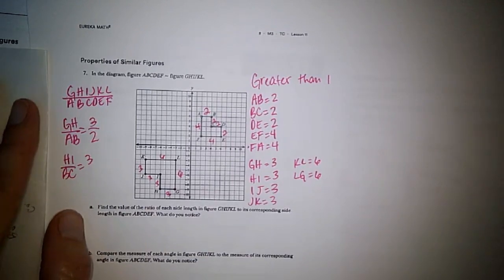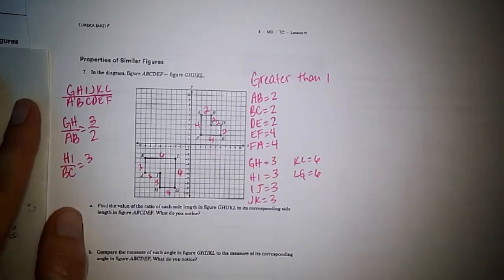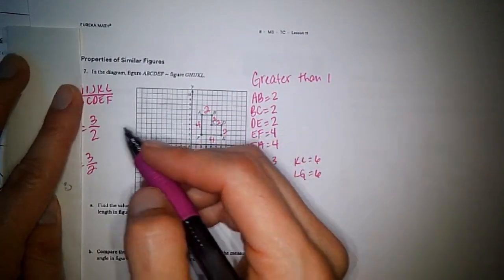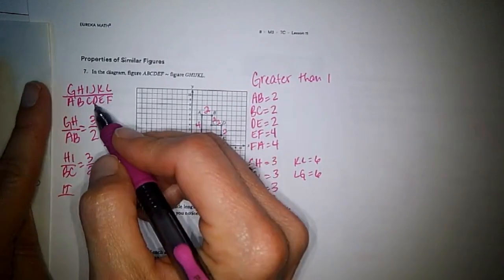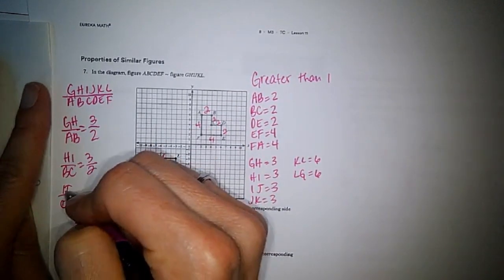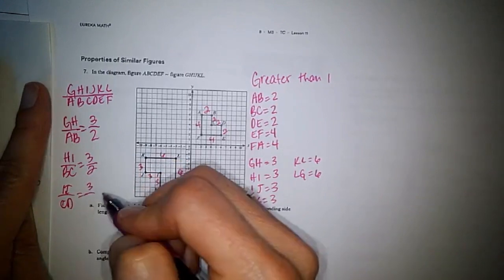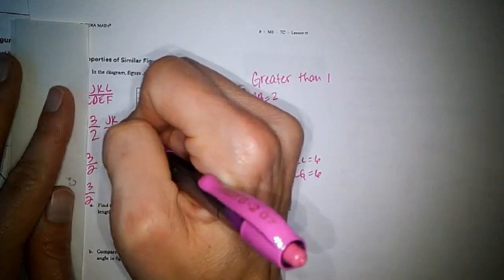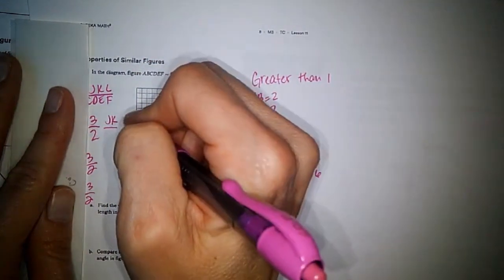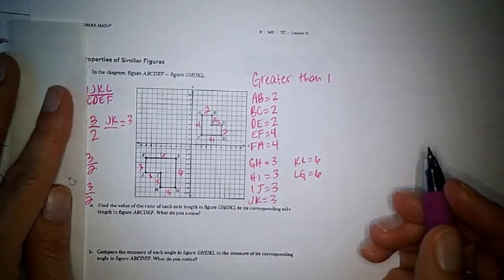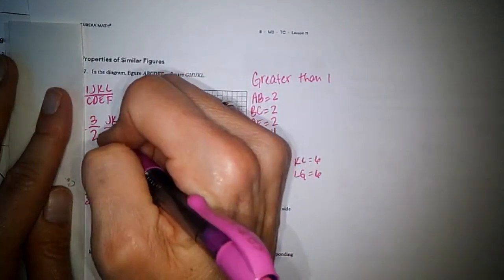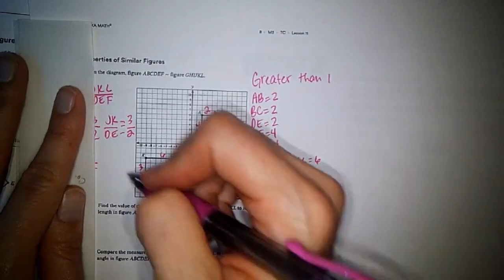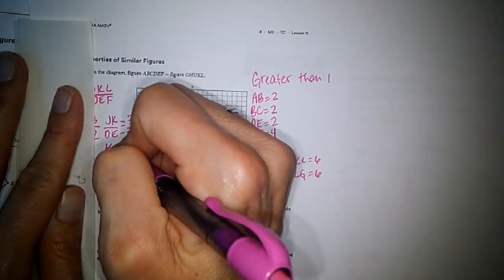Okay, my next one is going to be IJ over CD. What's IJ? 3. What's CD? 2. Good job. Okay, what is JK? 3. What is DE? Okay, ready? What is KL? And what is EF? Uh-oh, we have 6 over 4.